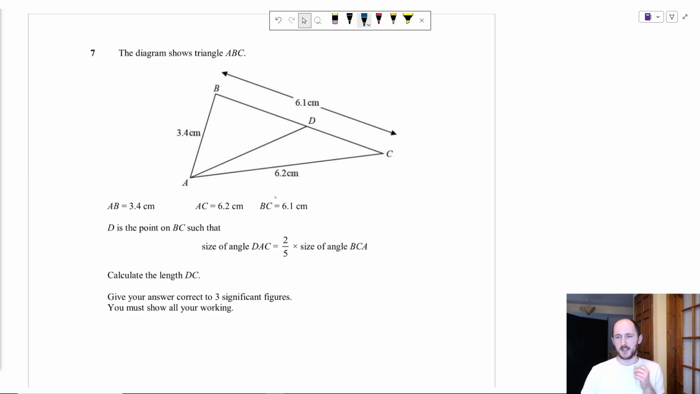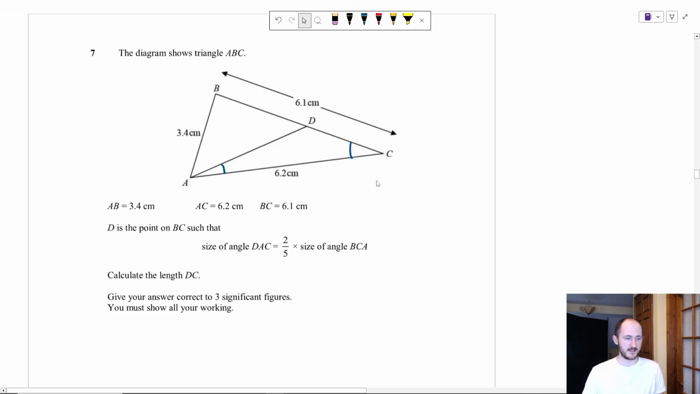Okay, cool. Let's go. Okay, this looks a bit funky. They show one big triangle and then one small triangle. They give us a bunch of the lengths. That's fine. D is the point such that this angle here is 2/5 of this angle here. Calculate the length of DC.